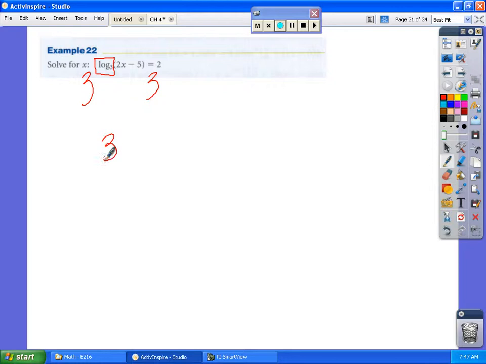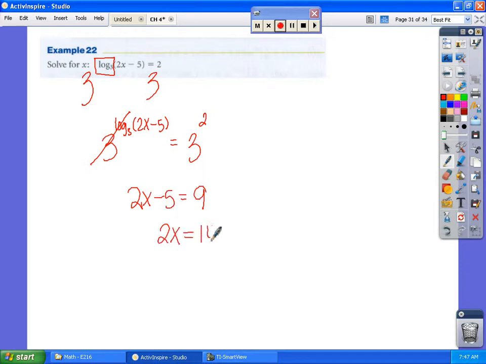So what it really looks like is 3 to the log base 3 of 2x minus 5 is equal to 3 to the second power. And remember that a big base and a little base will cancel. 2x minus 5 is equal to 3 squared, which is 9. So 2x is equal to 14. x is equal to 7. Moving on.